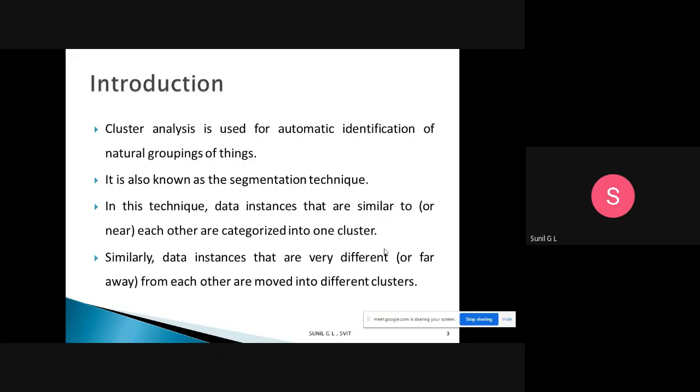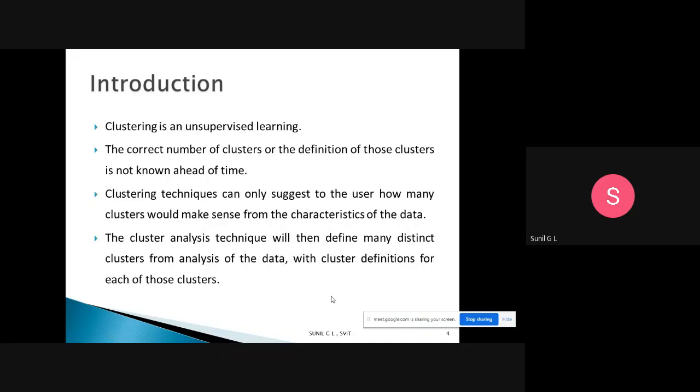So we are grouping bananas, based on their length and shape, into one cluster. And if you have orange and mango, obviously the shapes are different, the data instances are different, so we will move them to other clusters. That is the grouping of clusters, which we call cluster analysis. Clustering is an unsupervised learning technique.